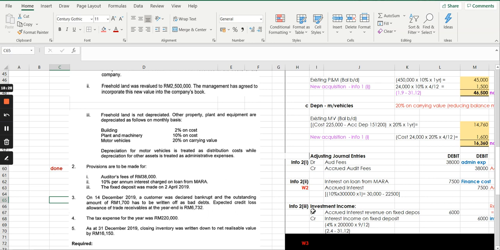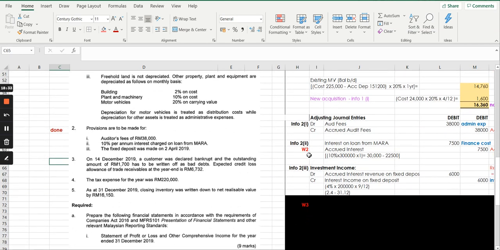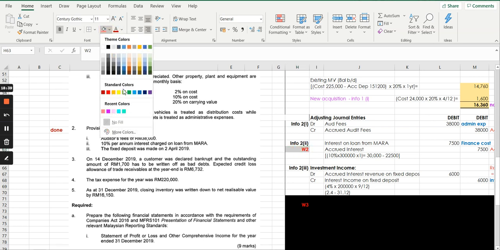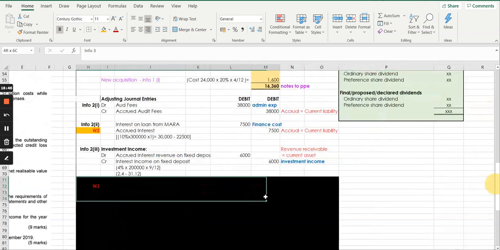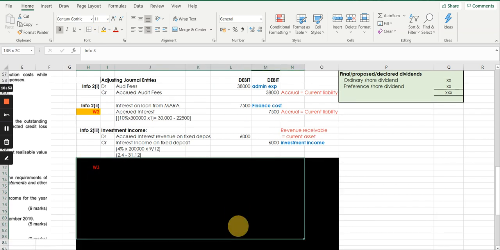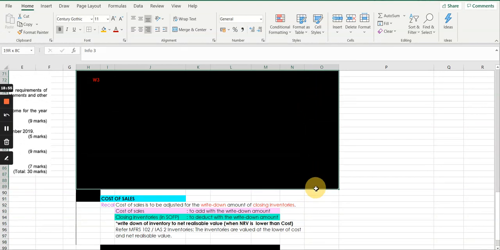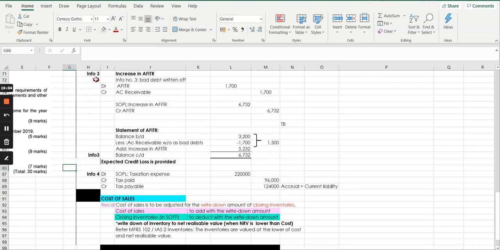So let's do number 3. For number 3, I have put this in working 3. For number 2, I put in working 2. You can see my working section there. Now I'm moving on to working number 3, and working number 3 is related to the item on allowance and impairment of receivable. Okay, let's have a look at it. Right, this is working 3.